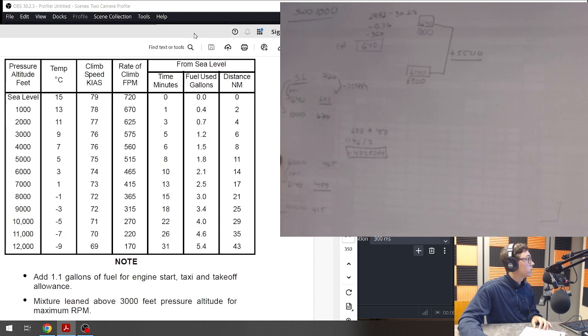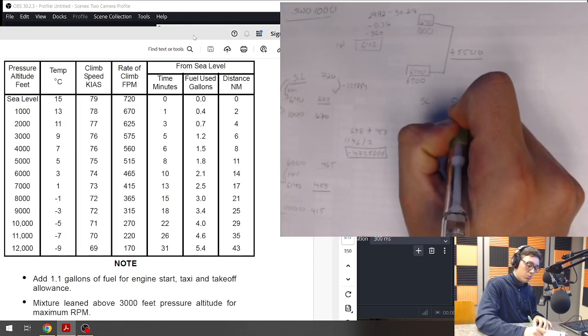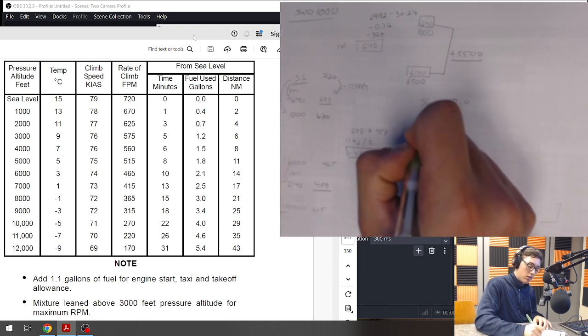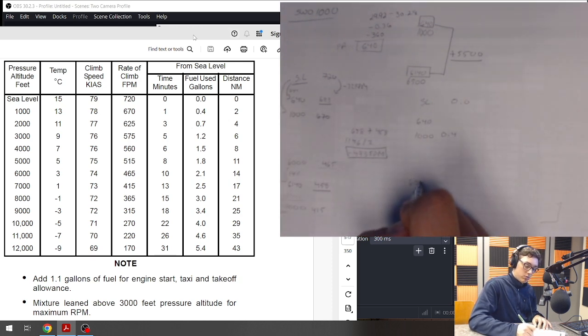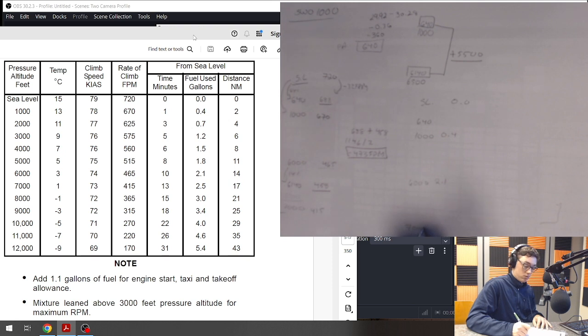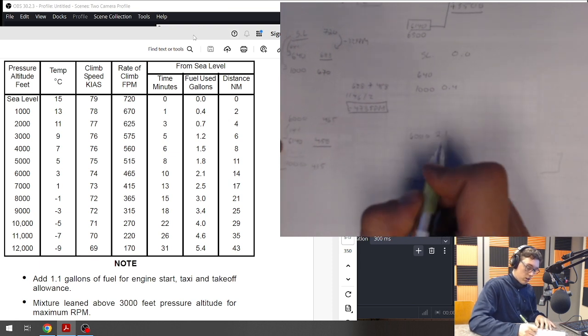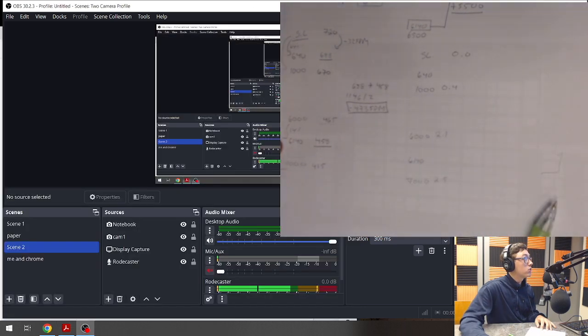All right, so what you're gonna do is, I know for at sea level, 0.0 gallons; at 1,000 feet, 0.4 gallons; I'm operating at 640. And then at 6,000, we're operating at 2.1 gallons. And at 7,000 feet, it's going to be 2.5. 6,140, we're trying to find out. Let me make sure you guys can see all that.